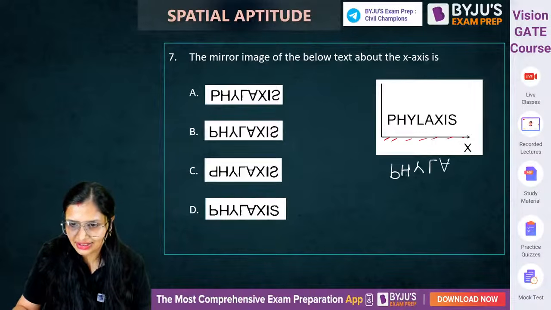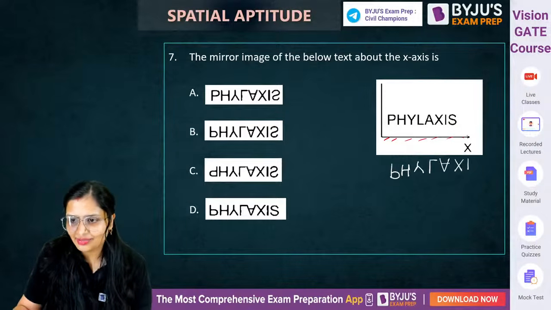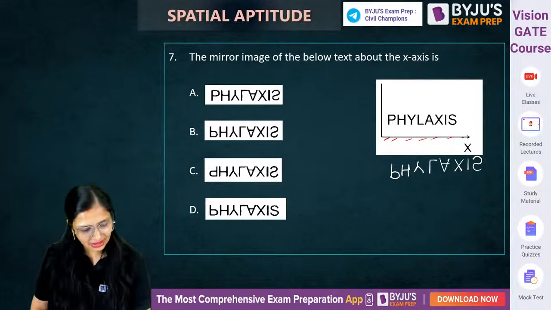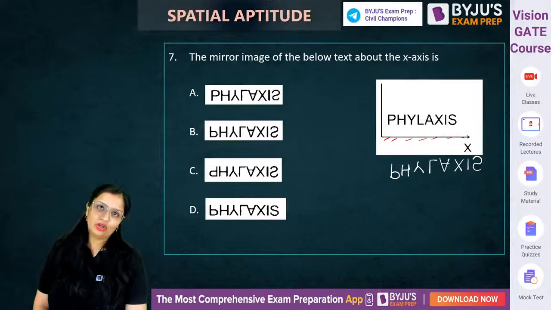A is like this. X is like this. I and S will be like this. So what is the correct answer? Very good, Raghavin. It is B option.